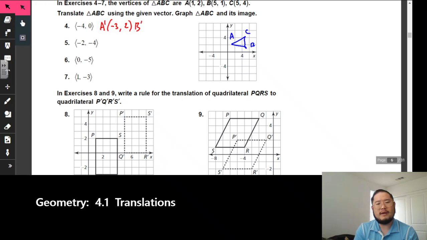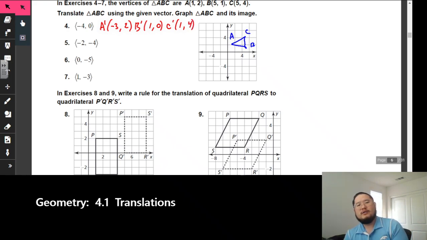Let's continue on to B prime. So B right here is at 5, 1. I want to take 5 and subtract 4 from it, so I'll end up with 1, and 1 plus 0 is going to be 1. So there's B prime. And then finally, for C prime, I've got 5, 4 as the ordered pair. Subtract 4 from 5, I get 1. 4 plus 0 is going to be 4. And there's C prime. So if I were to go ahead and graph things, you'll see right here.